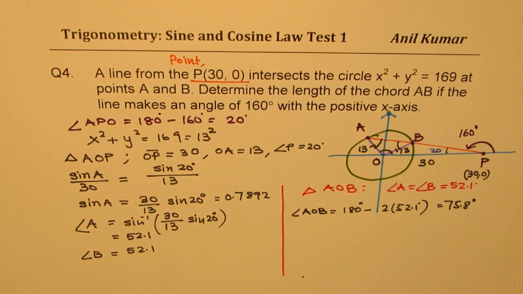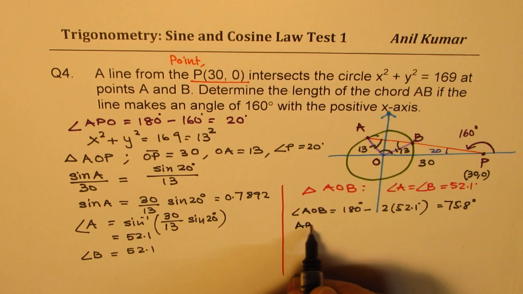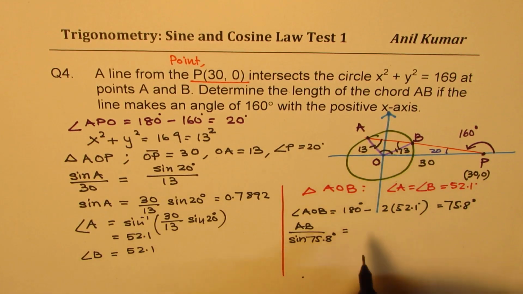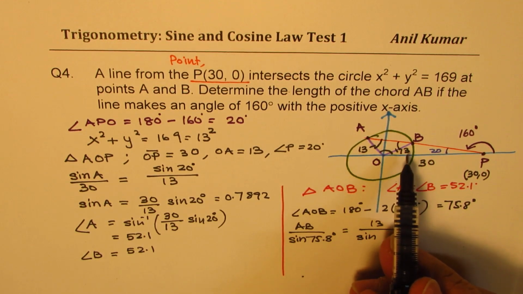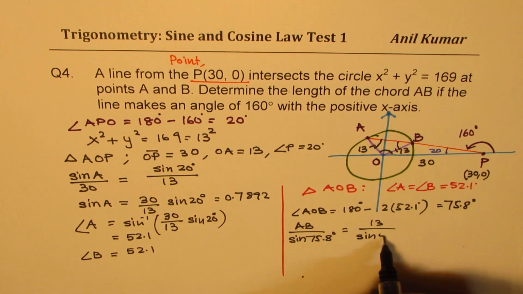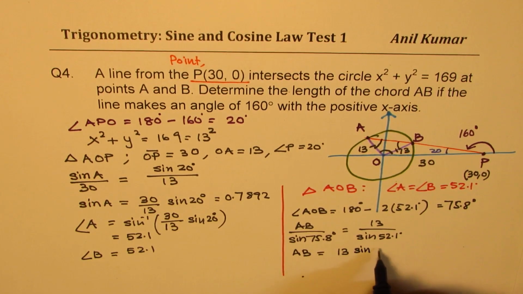Now we can again apply sine law, correct? We know this angle and we can find what AB is. So AB over sine of the angle calculated, 75.8 degrees, should be equal to 13 over sine of the angle, which is equal to 52.1. Correct? So from here, the length of the chord AB is equal to 13 times sine of 75.8 degrees divided by sine of 52.1 degrees, correct?